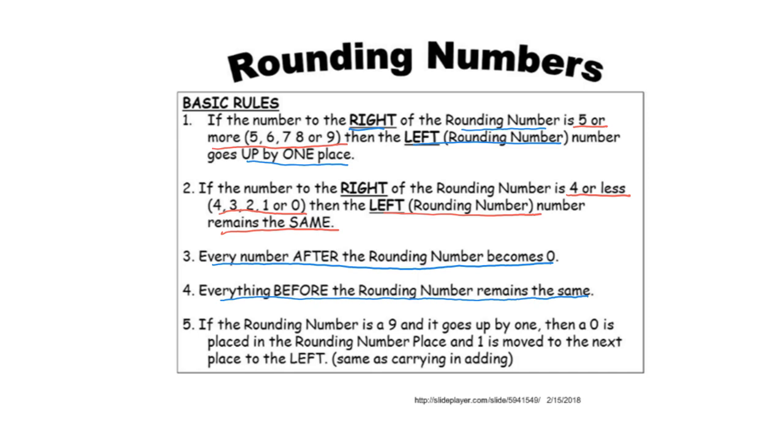And it says if the rounding number is a 9 and it goes up by 1, so obviously if you have a 9 and you have to increase it by 1, then a 0 is going to be placed in the rounding number, and 1 is moved to the next place to the left of the rounding number. It's kind of like when you do your adding, you're going to carry that 1 over to the next place value to the left.